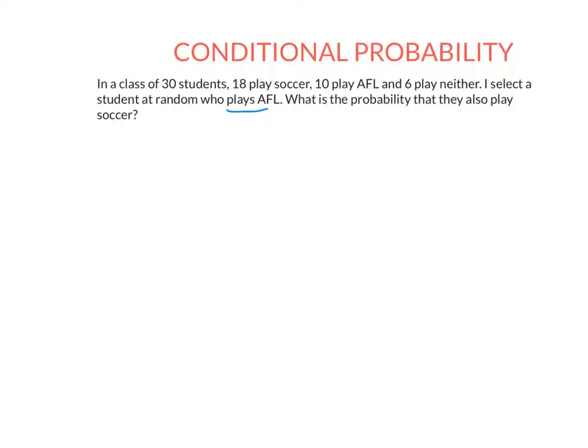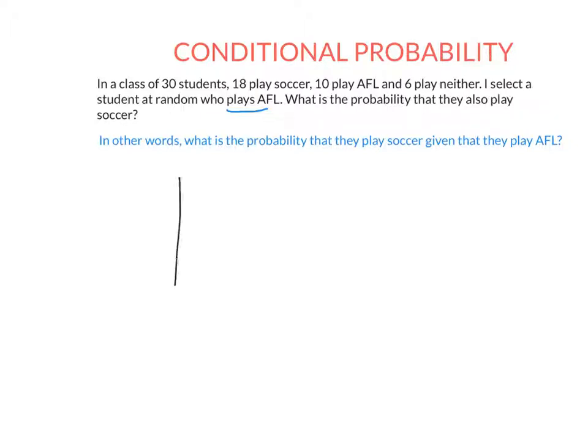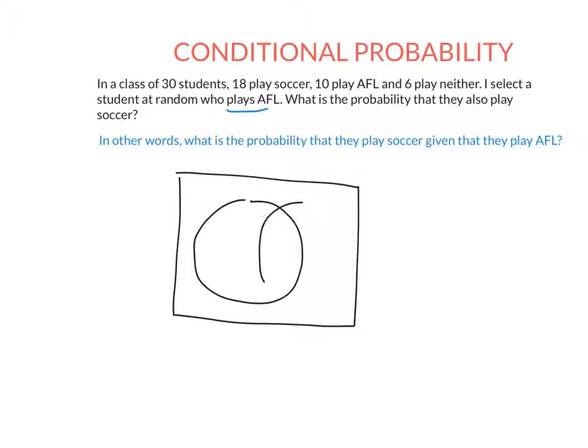That's the conditional part of this. So what we're actually saying is, what is the probability that they play soccer given that we know they play AFL? You already know that this is a Venn diagram question because we're talking about two sets, the set of students who play AFL and the set of students who play soccer. So we set up our Venn diagram like this. I'm going to call the sets A and B. I'm going to let A be the set of students who play soccer and B the set of students who play AFL.